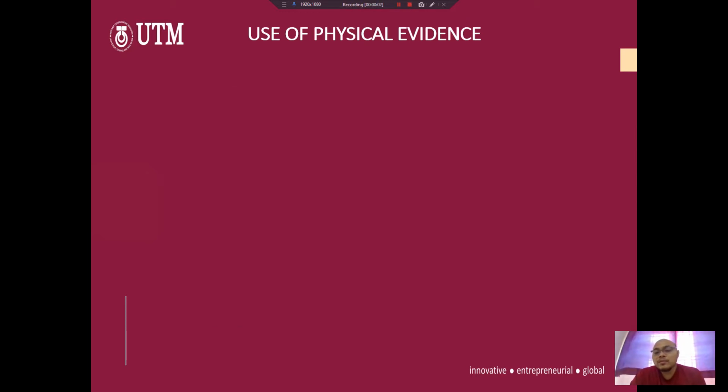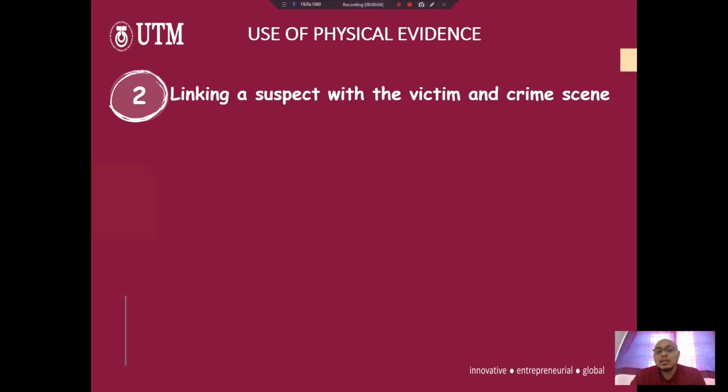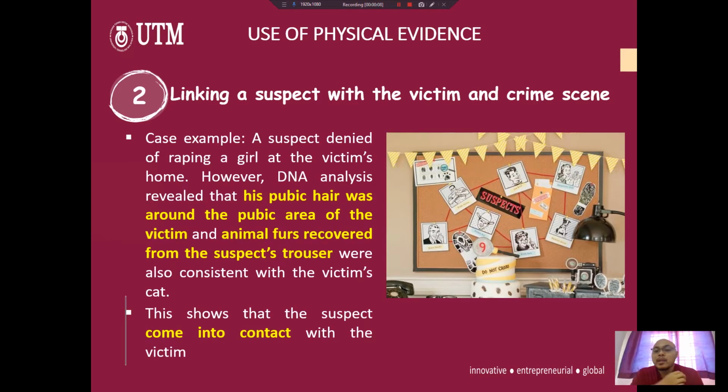Okay, the next function of physical evidence is linking a suspect with a victim and a crime scene. For example, here, a suspect denied raping a girl at the victim's home. However, the DNA analysis revealed that his pubic hair was around the pubic area of the victim, and animal fur recovered from the suspect's trousers was also consistent with the victim's cat.